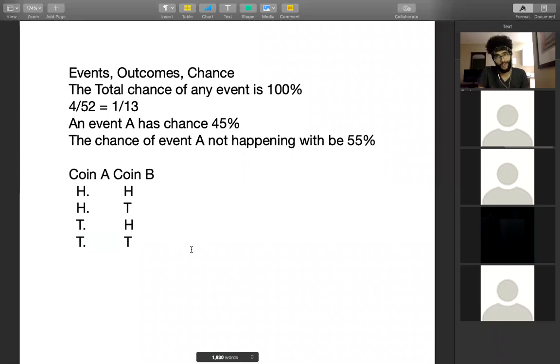Now let me confuse you a little bit. The probability that coin B is a tail, given coin A is a tail, is 50%. The probability that coin A is a tail, given coin B is a tail, is also 50%. So we don't care which coin it is. If one of them is a tail, the chance that the other one is a tail is 50%, because whichever coin it is, we didn't know whether it's a head or a tail. The other coin being a head or a tail is 50%.